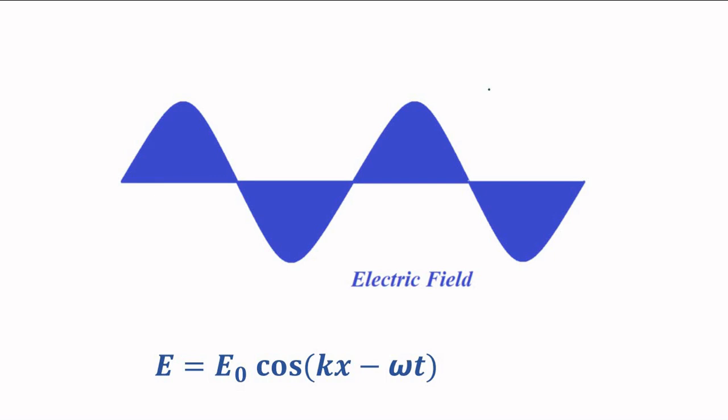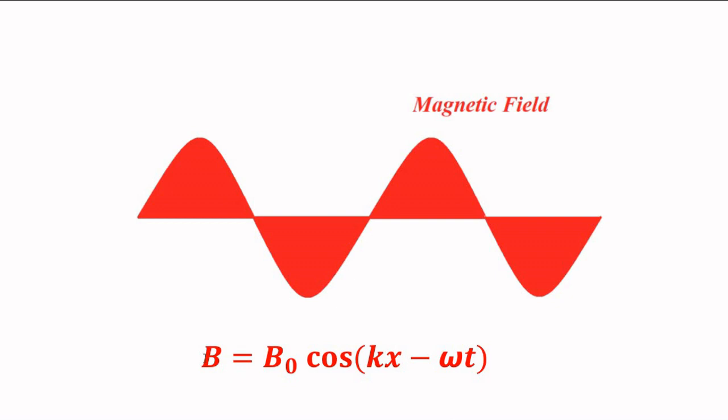The disturbance is moving in the positive x direction, that's why here it is x with respect to time. And this is the magnetic field. Again, B is equal to B0 cos(kx minus omega t), where B is the magnetic field flux density, B0 is the amplitude, k is the wave number as it is moving in the x direction, omega is the angular frequency, and t is the instantaneous time.